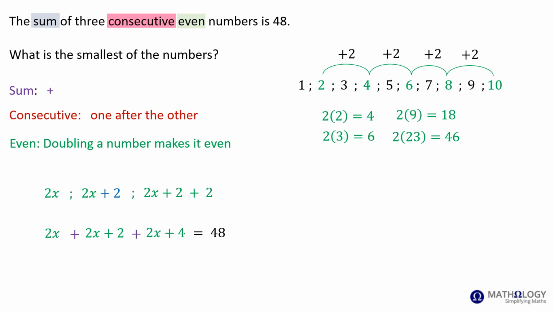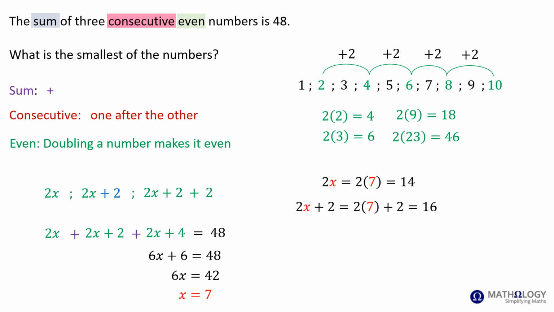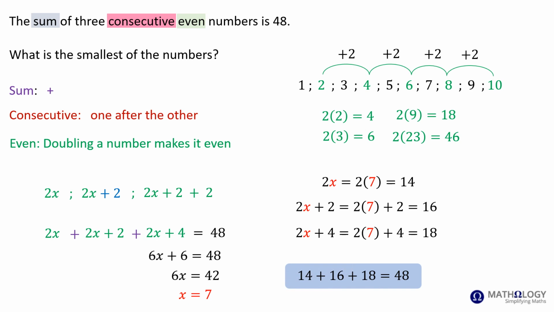Collecting like terms, with the variable on one side of the equation and constants on the other, gives us 6x equals 42, which means x equals 7. You should always check your work. So the first even number is 2 times 7, which is 14. The next even number is 2 times 7 plus 2, which is 16. And the next even number is 2 times 7 plus 4, which is 18. 14 plus 16 plus 18 equals 48, which validates the solution.